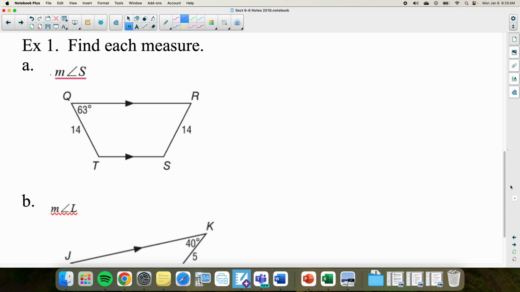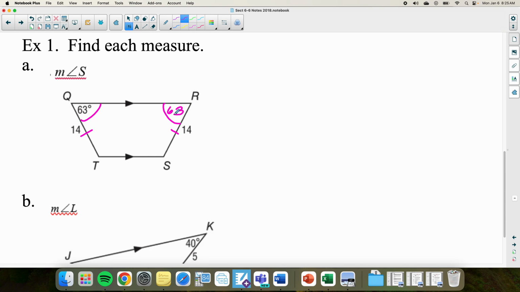Now, these are your parallel sides, and notice in this one, these two sides are congruent. Those are your legs. So that means it's isosceles. If it's isosceles, we know that this angle and this angle are equal, okay? So we know that this is 63.